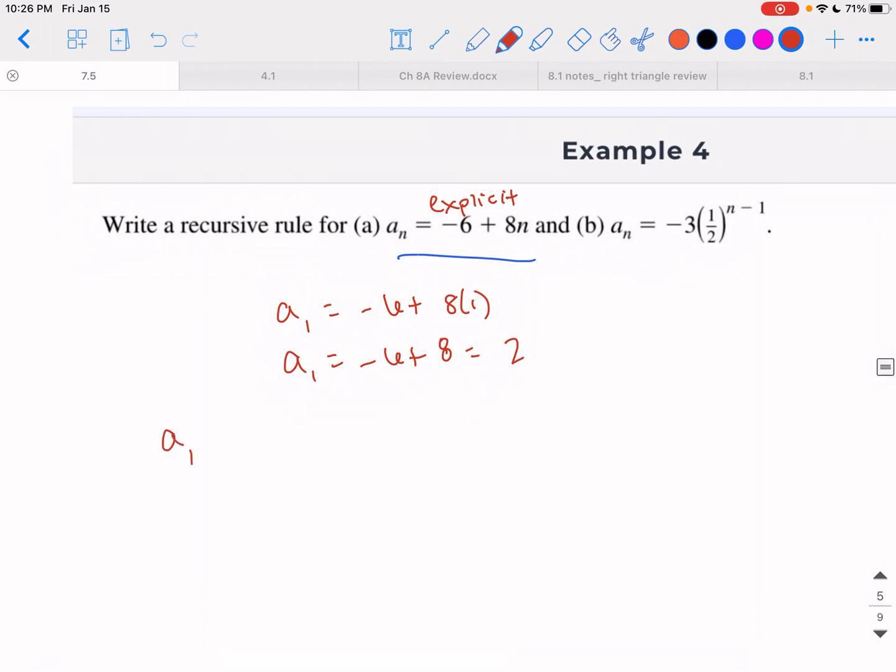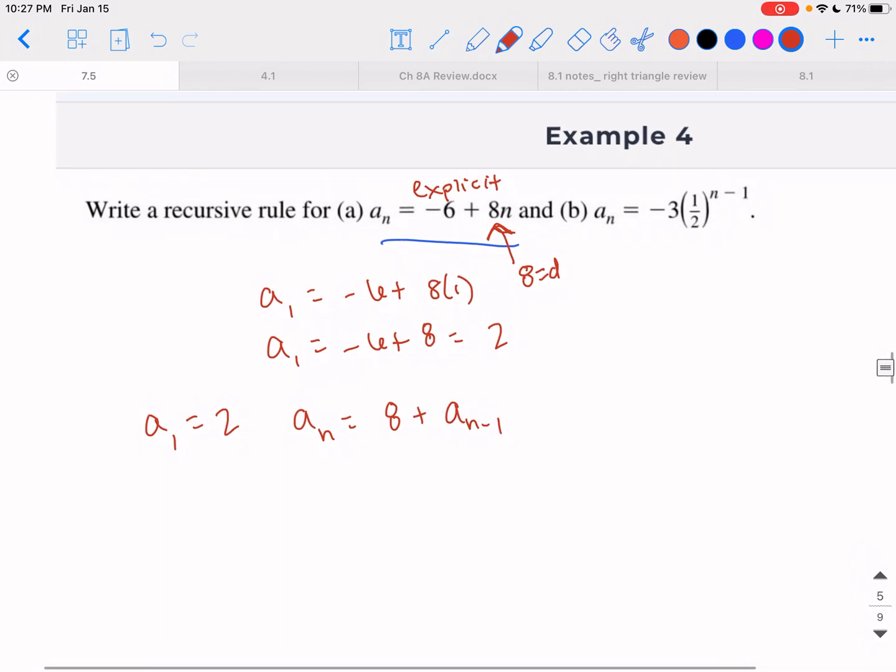Okay, knowing that a sub 1 is equal to 2, then we can write the recursive. a sub n would be equal to your difference, which is the number multiplied by your n in your explicit formula. So the common difference is 8. So then we have 8 plus a sub n minus 1, that previous term, going back to the recursive formula.